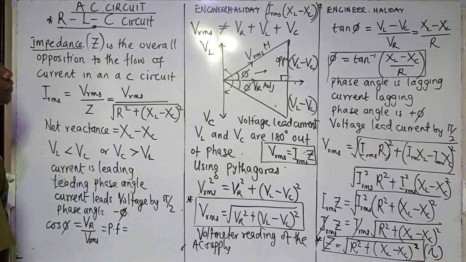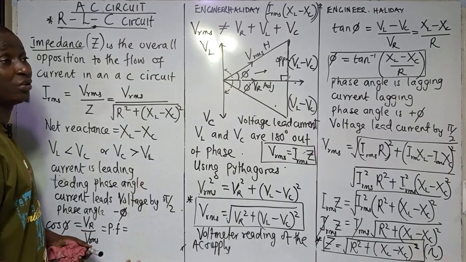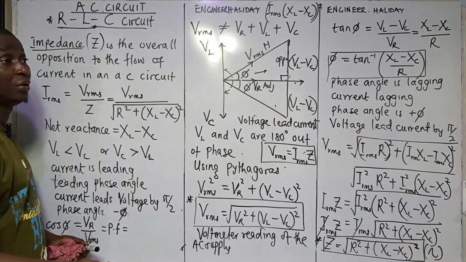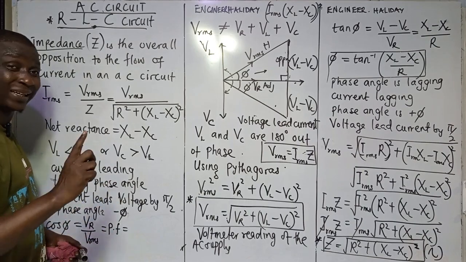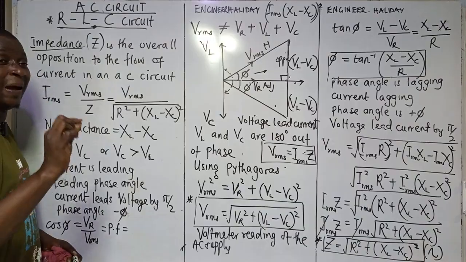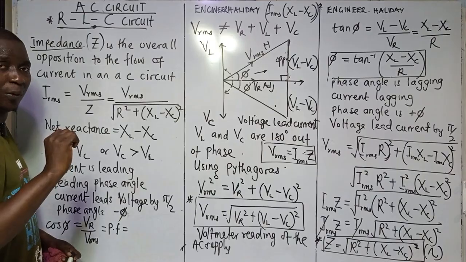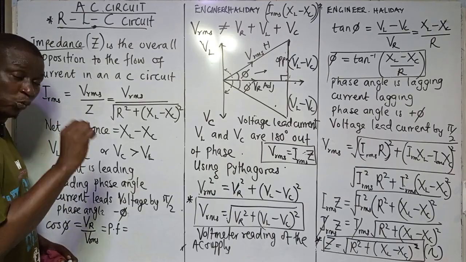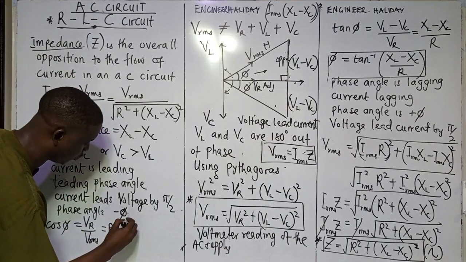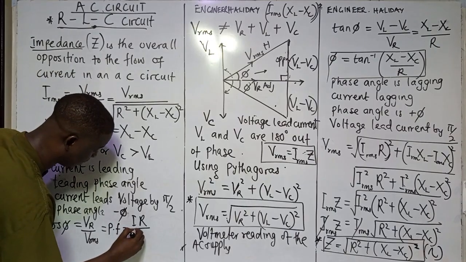We know the power factor of most DC circuits or DC appliances, for example an electric bulb, is 1. Don't forget, for an AC circuit it's not 1. The power factor of a DC circuit is 1, but the power factor of an AC circuit is not 1. Now, the power factor here, when you use IR, which is adjacent, over hypotenuse, which is IZ.